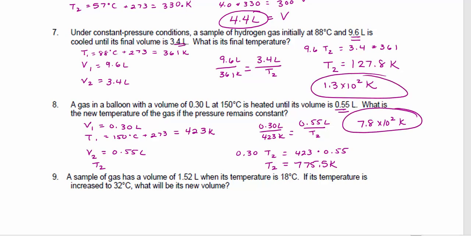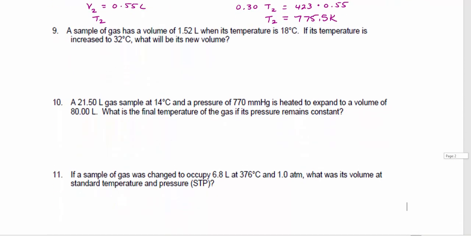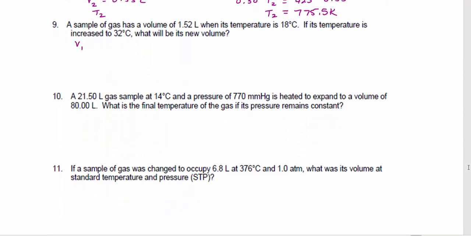And number 9. So a sample of gas has a volume, so V1 is equal to 1.52 liters when its temperature, T1, is 18 degrees Celsius. So 18 degrees Celsius, we're going to add 273 to it to make it into Kelvin. I get 291 Kelvin. So if the temperature is increased so that I have a new T2 of 32 degrees, so 32 degrees Celsius plus 273, I'm going to end up with 305 Kelvin. Then what is the new volume?